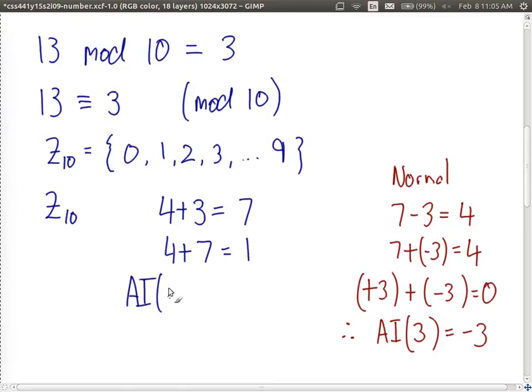What's the additive inverse of 3? Write it down. This is in Z10. Z10 means the numbers, the answers, between 0 and 9. So don't give me a negative answer. What's the additive inverse of 3? What number do we add to 3 such that we get 0? Same as in the normal arithmetic. Negative 3. 3 plus 7 equals 0 in mod 10. 3 plus 7 is 10, mod 10. So yes, the additive inverse of 3 is 7.